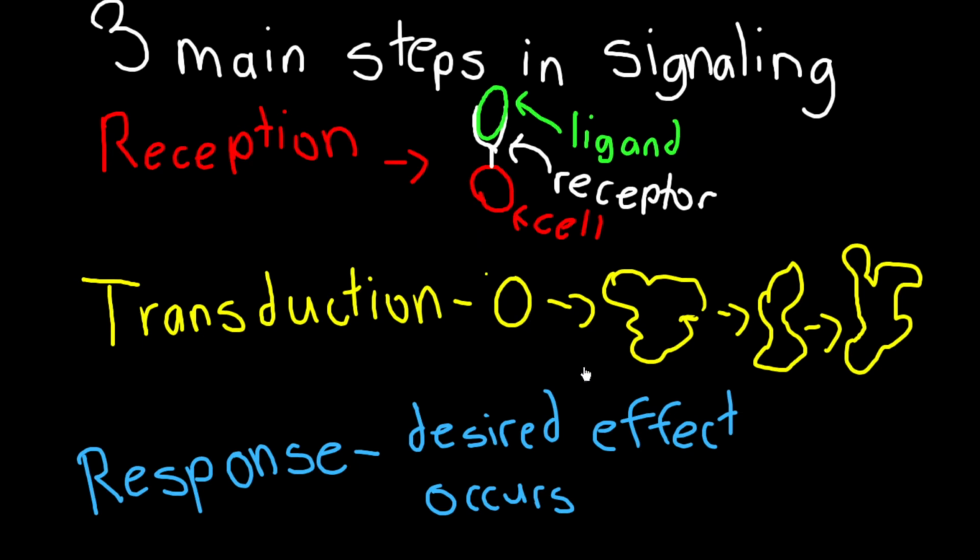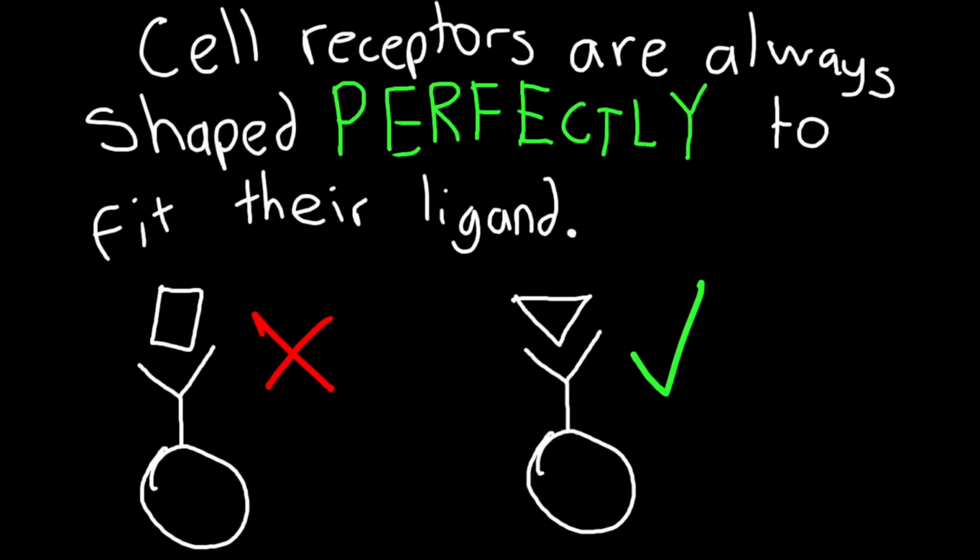Transduction is basically an ordering of different molecules in the cell, and what it does is it amplifies the signal or changes the signal to make it into something that the cell can actually read to communicate a response, which is the next step. And what a response is, it's pretty self-explanatory. It's just the desired effect occurring, and it's just the end result of the pathway.